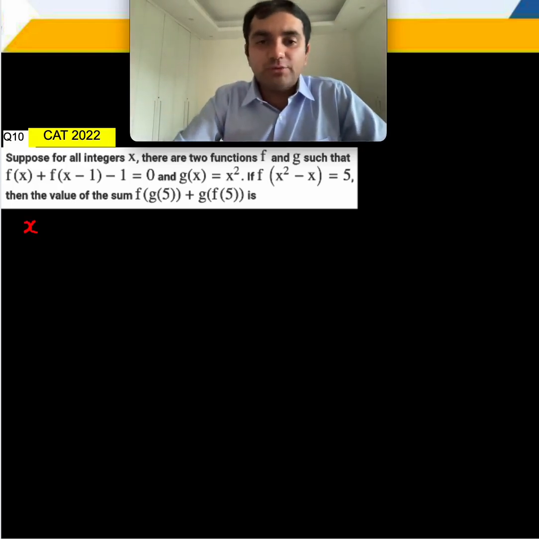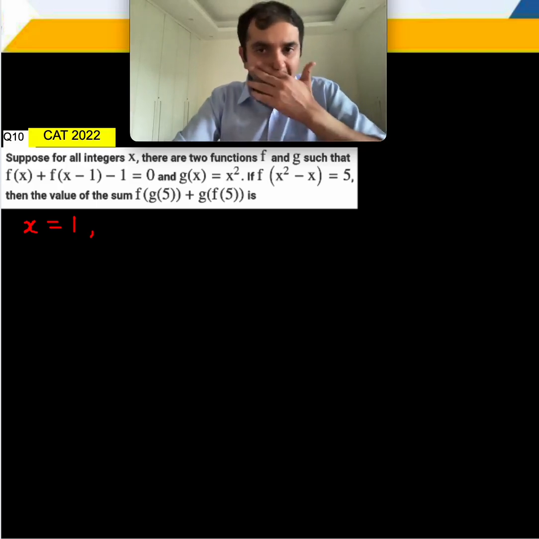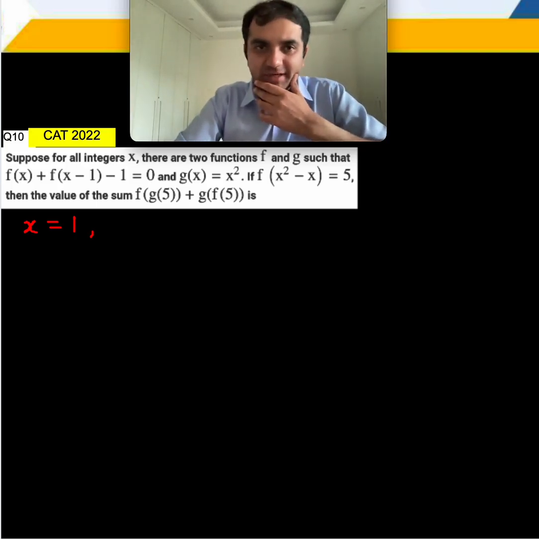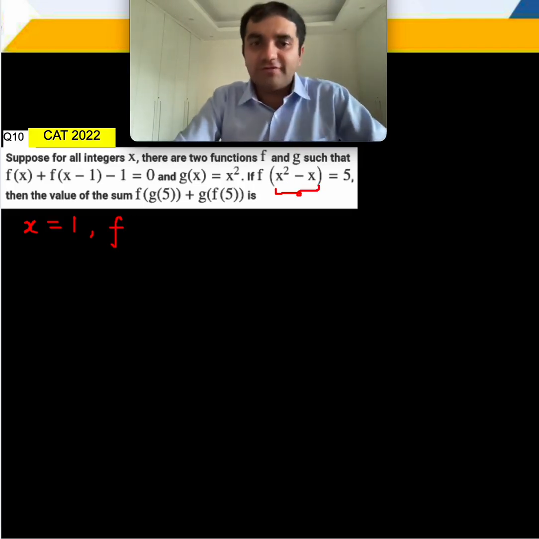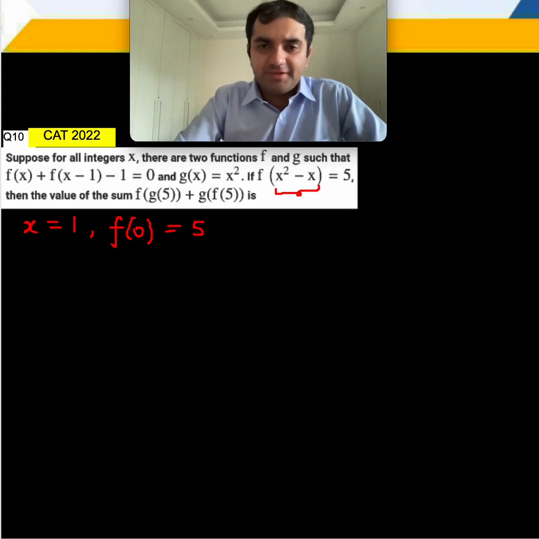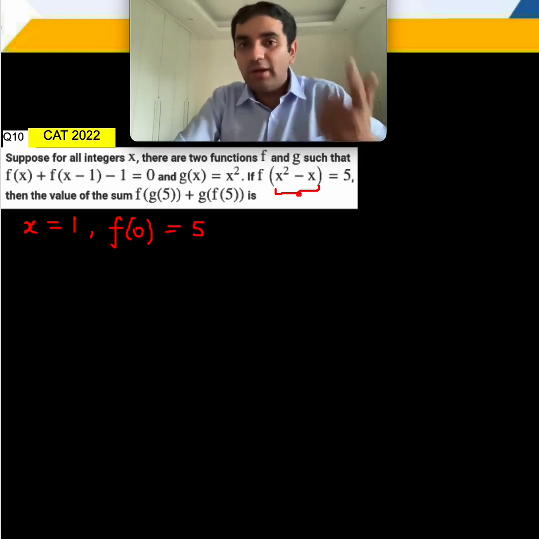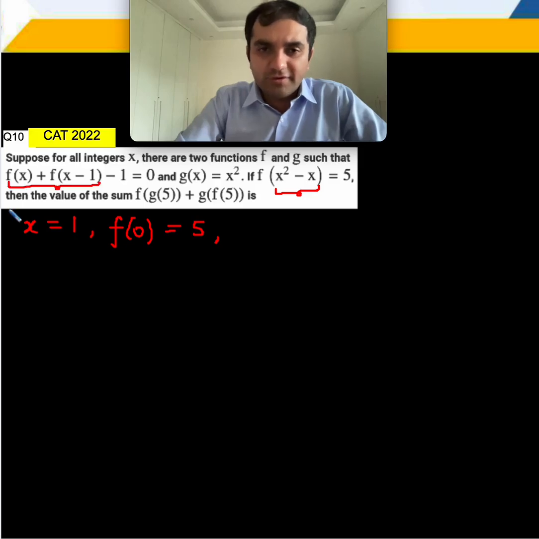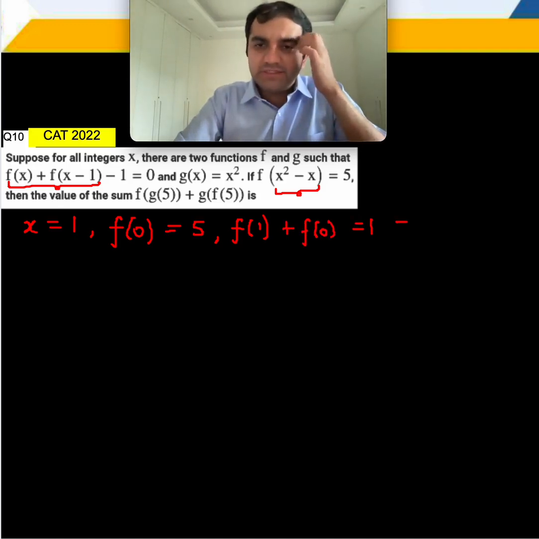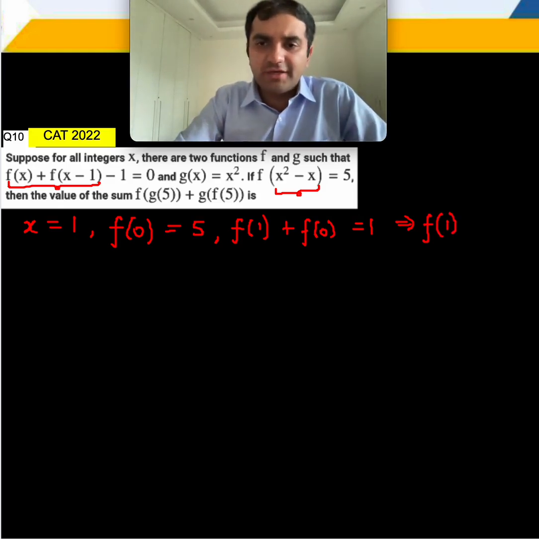So I'll put x equal to 0. Oh, okay, let me put x equal to 1 सबसे पहले. 1 डालूंगा तो 1 minus 1 0 हो जाएगा. So f of 0 becomes 5. ठीक है, so f of 0 directly मिल गया. Now I'll find f of 1 by substituting over here. x को 1 डालेंगे, so f of 1 plus f of 0, which is 5, minus 1 is equal to 0. यानी कि f of 1 turns out to be 1 minus 5, that is minus 4.